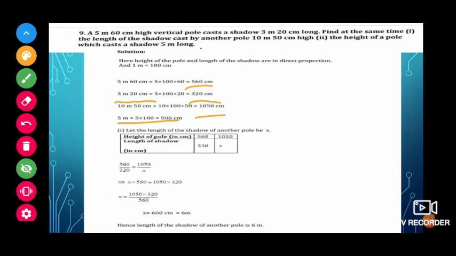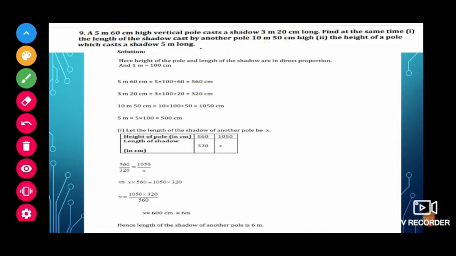Now we will go with the first sum. What is the first sum? First the given information is a 560 centimeter pole. That's what they are having. 5 meter 60 centimeter pole is nothing but 560 centimeter pole cast shadow of 3 meter 20 centimeter. So 320 centimeter.